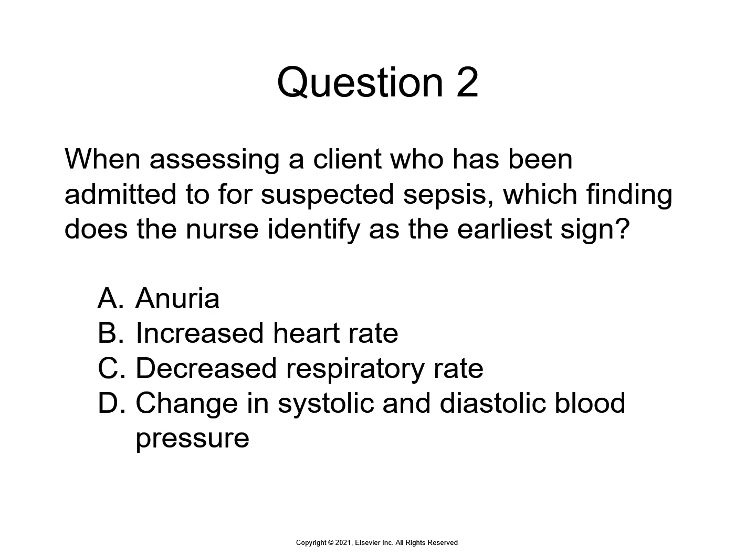So, when you're assessing a client who has been admitted for suspected sepsis, which finding does the nurse identify as the earliest sign? What is the earliest sign of suspected sepsis? Is it anuria, increased heart rate, decreased respiratory rate, or change in systolic and diastolic pressure? The first sign, think about it.